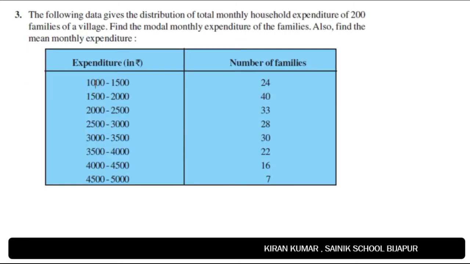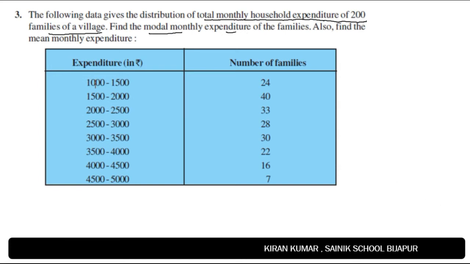Question number 3. The following data gives the distribution of total monthly household expenditure of 200 families in a village. Find the modal monthly expenditure of the families. Also find the mean monthly expenditure. The expenditures and the families are given.